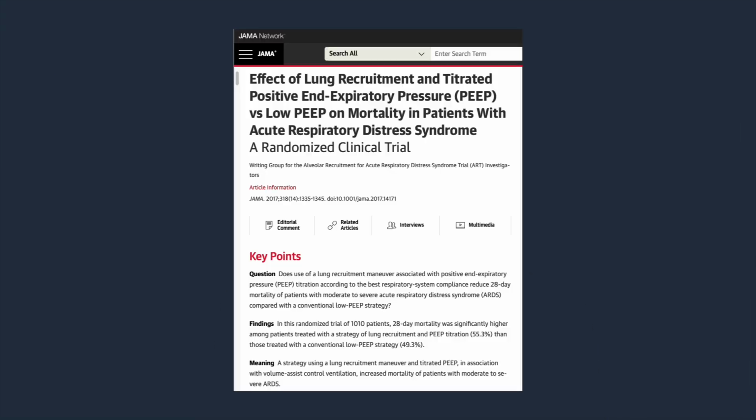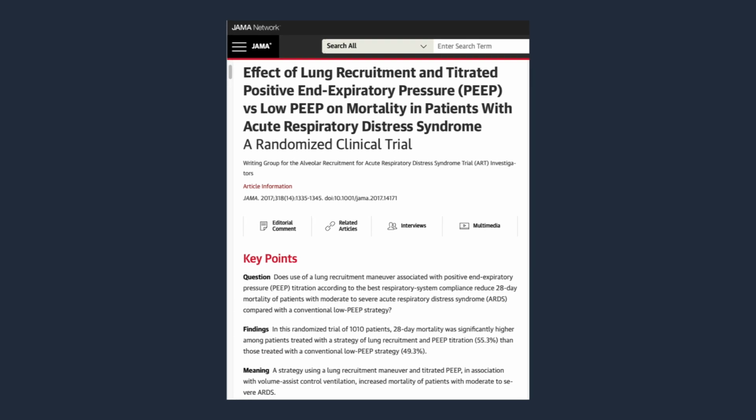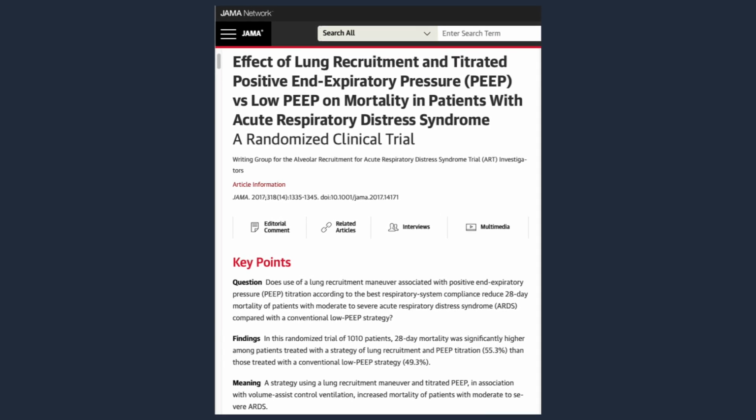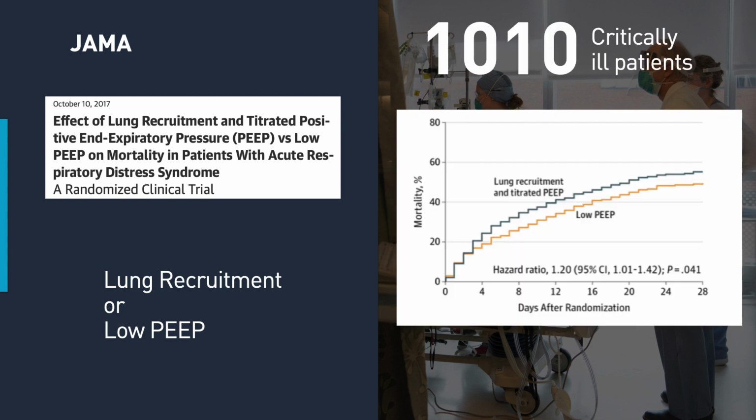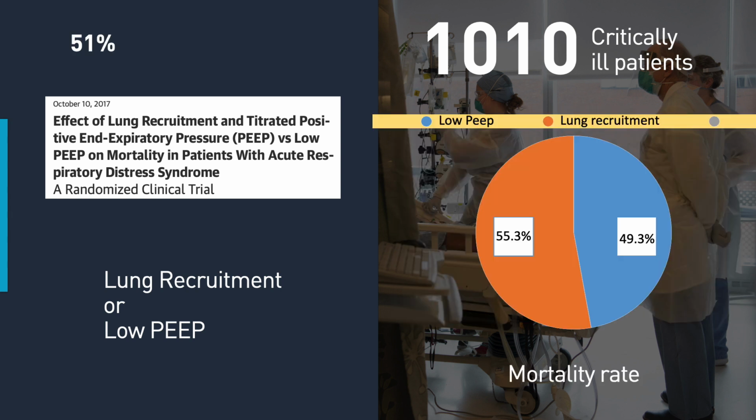However, a key JAMA paper from the writing group for the Alveolar Recruitment for Acute Respiratory Distress Syndrome investigators did directly compare recruitment with decremental PEEPs versus just using the low PEEP table in moderate to severe ARDS. This randomized trial of 1,010 patients concluded that 28-day mortality was significantly higher among patients treated with a strategy of lung recruitment and PEEP titration, 55.3%, than those treated with a conventional low PEEP strategy, 49.3%.